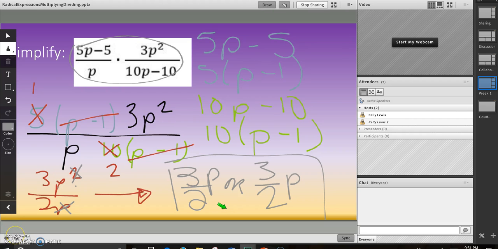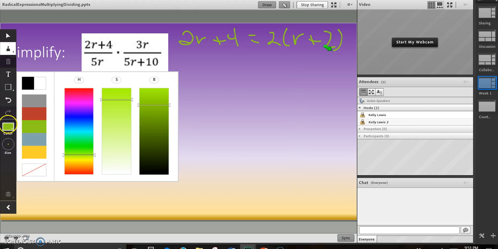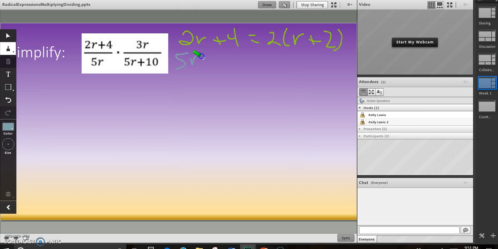Let's do another one. Factor each thing. So 2r plus 4: take out a 2, so I get r plus 2. 3r and 5r don't simplify. 5r plus 10: I can take out a 5 and I get r plus 2, and I'm happy because I have something in common. I can write it as one fraction.